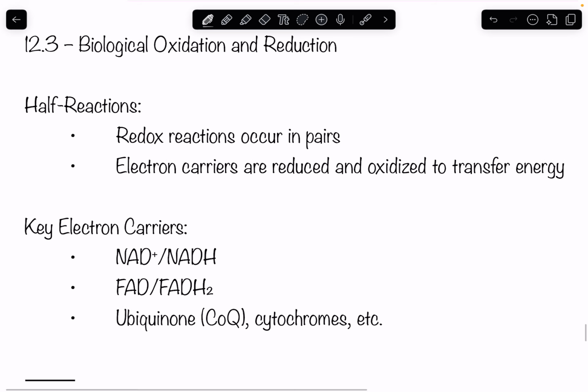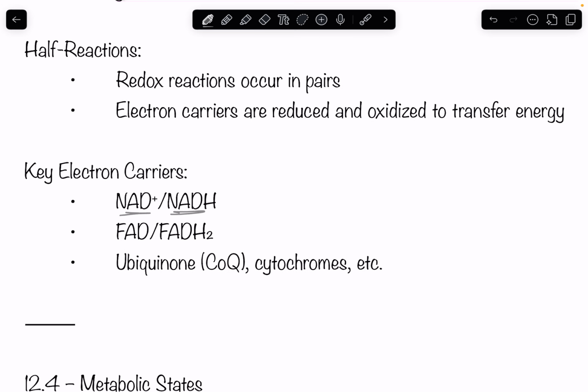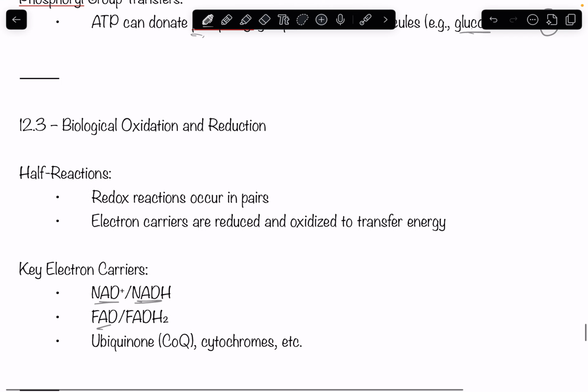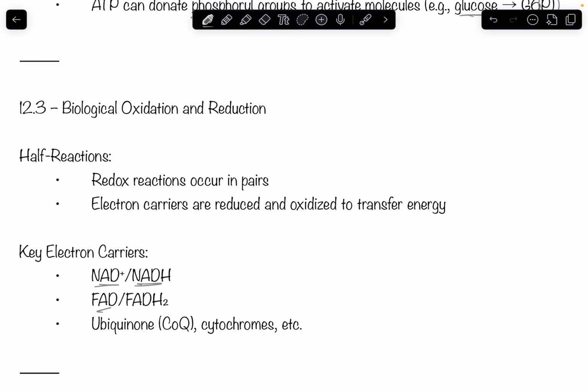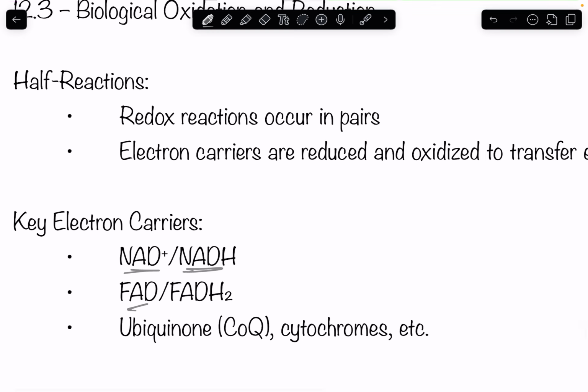And I was about to bring it up: our electron carriers are NADH, FADH2, ubiquinone or CoQ, etc. These are used to transfer energy. We see it in the electron transport chain, in the TCA cycle, and so on. And anytime you see these, they're always going to be with oxidoreductase enzymes.